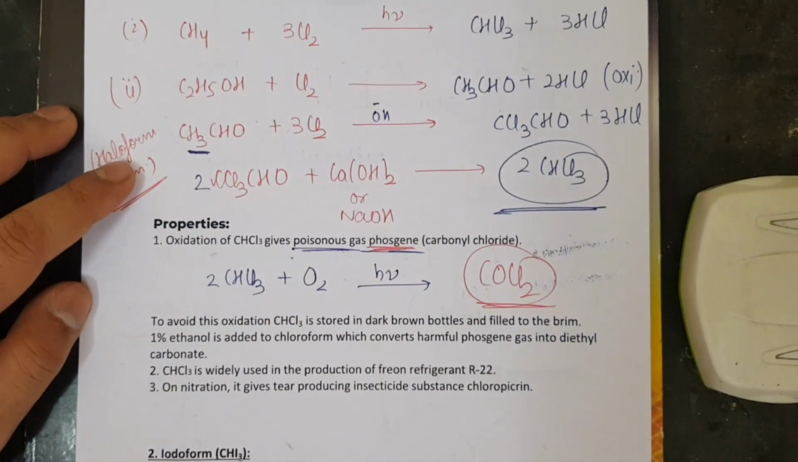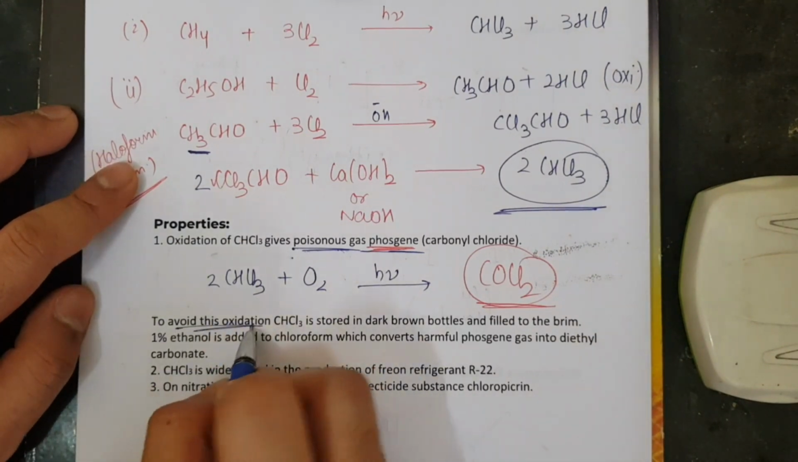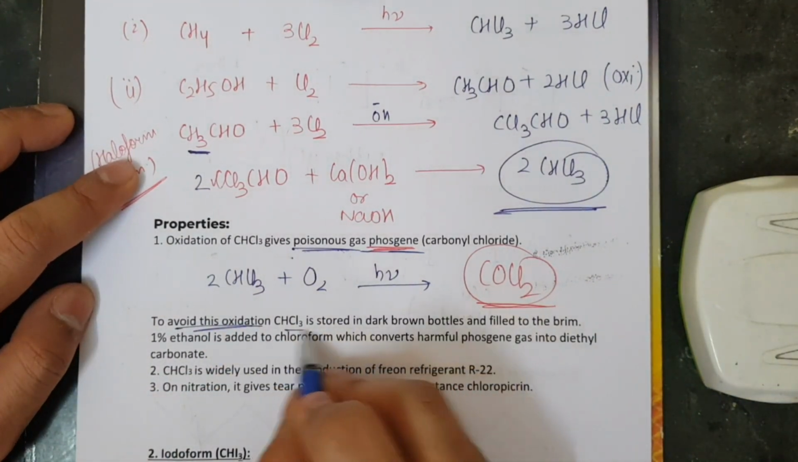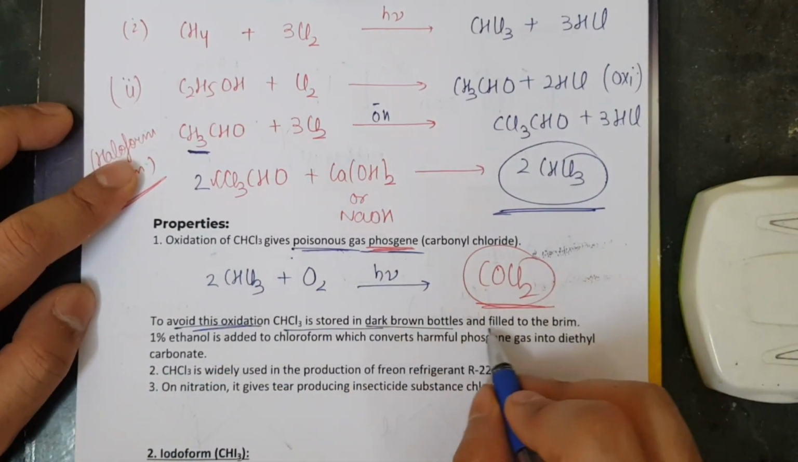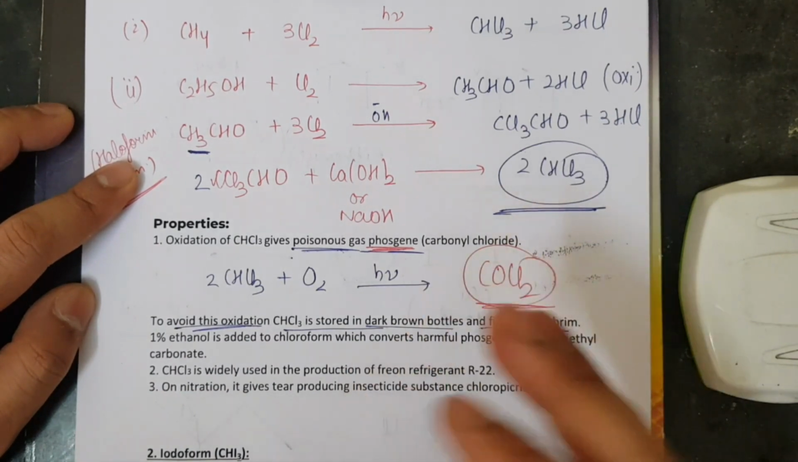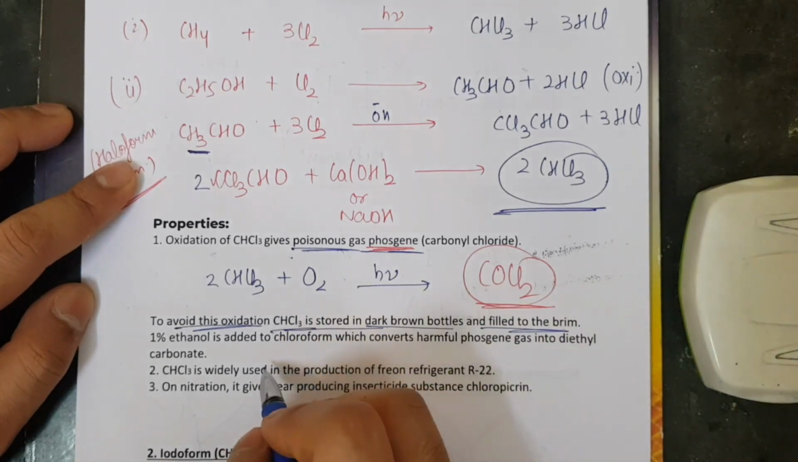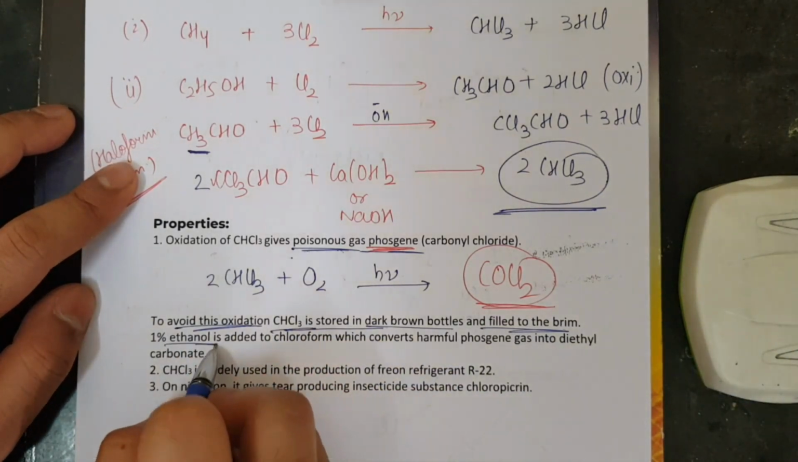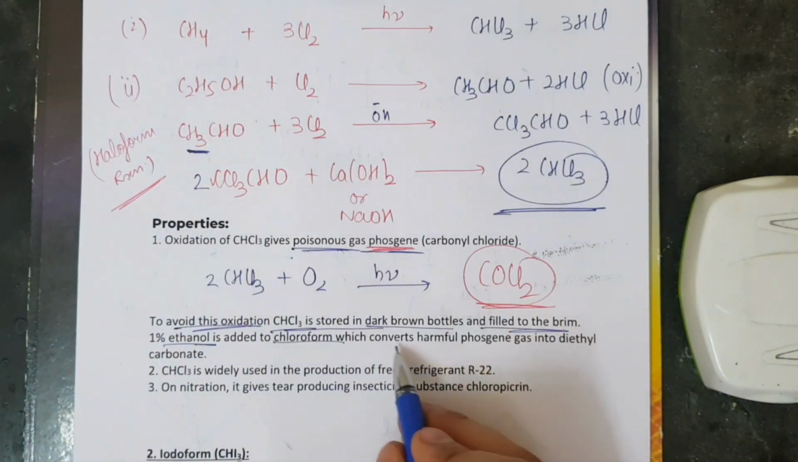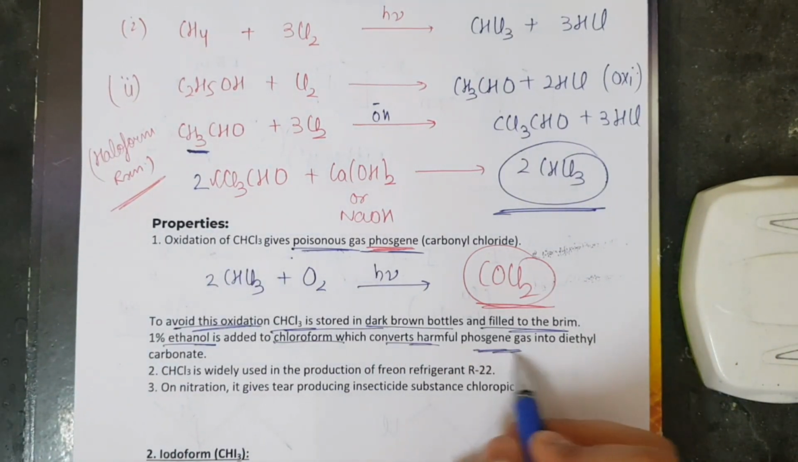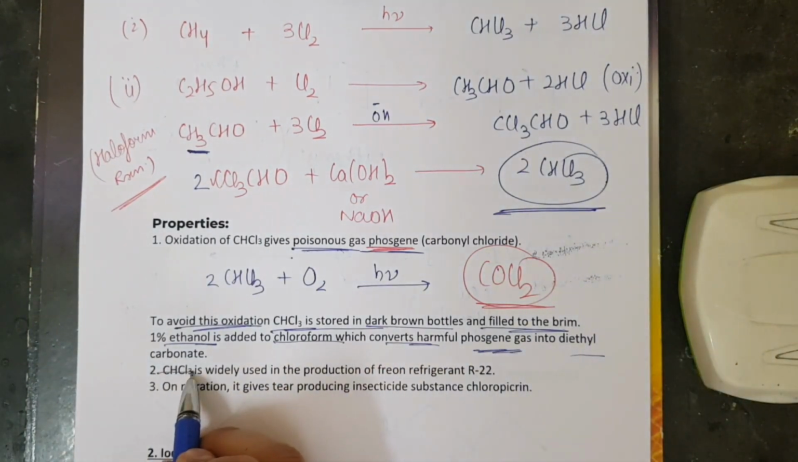Now what we do in labs is basically to avoid this oxidation. The CHCl3 is stored in dark brown bottles and filled to the brim. Like in the labs, you would have seen that there are some desk type of structures which are present, the drawers. Inside that we are keeping the CHCl3. 1% ethanol is also added to the chloroform, which helps in converting the harmful phosgene gas into diethyl carbonate.